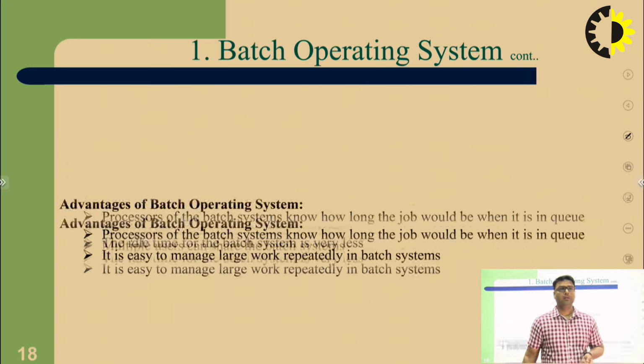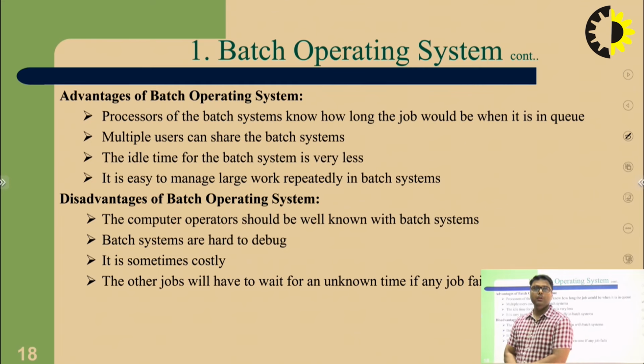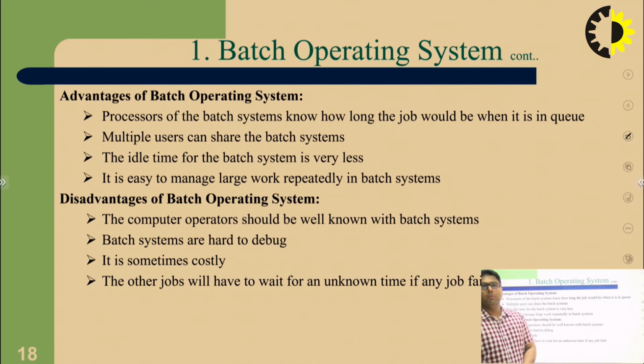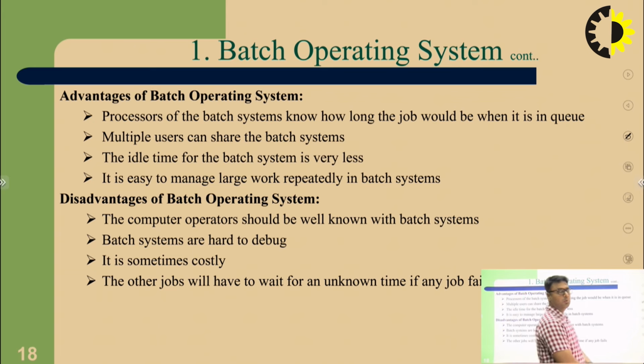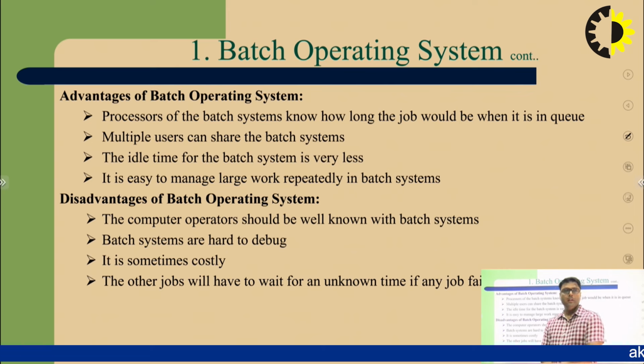Next is advantages. The processor of a batch system knows how long the jobs will be when they are in the queue. Multiple users can share the batch system. The idle time of a batch system is very low. It is used to manage large work repeatedly in batch systems.